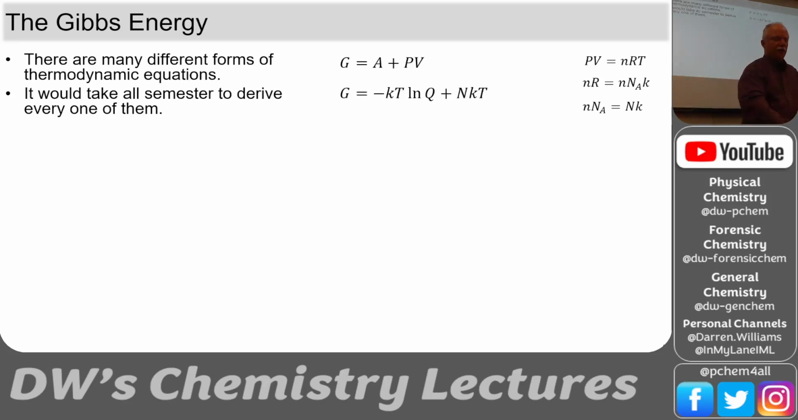Okay, so we can make that replacement. So what we've done is we've replaced this piece right here, PV, with NkT. And then this is one of the thermodynamic equations that I was talking about for the Helmholtz energy here. This A is minus kT ln Q.